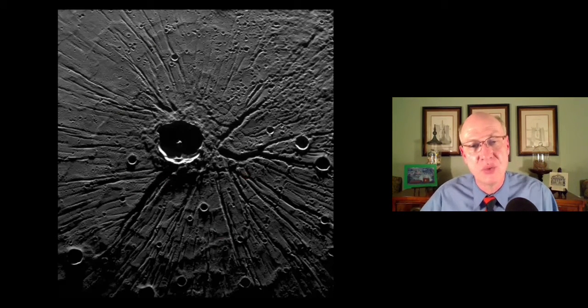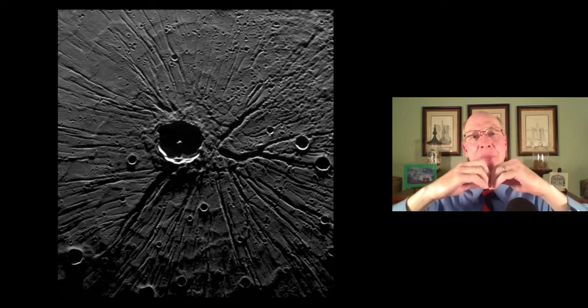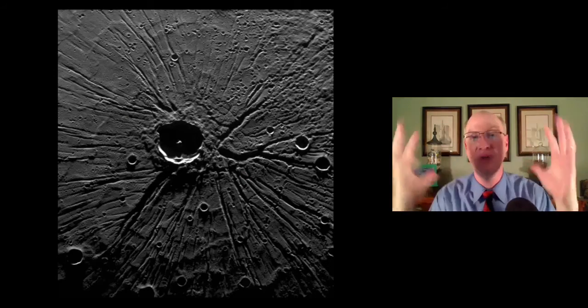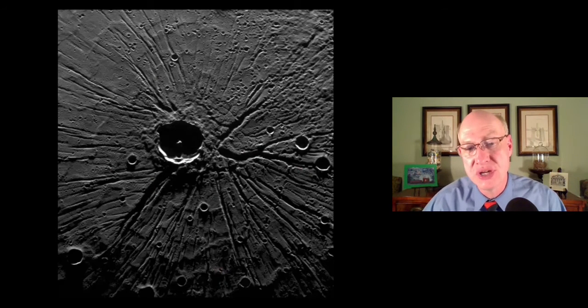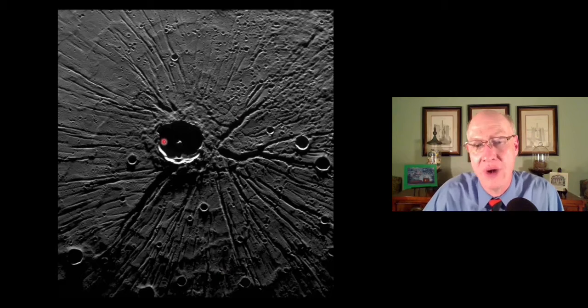It looks like a place where something underneath the surface welled up, and as the surface welled up, that little bit of the surface would have tried to expand, and as it expanded, it cracked and left all these fossae, as they're called, all these cracks on the surface. An interesting question is whether these cracks are related to the crater or not.